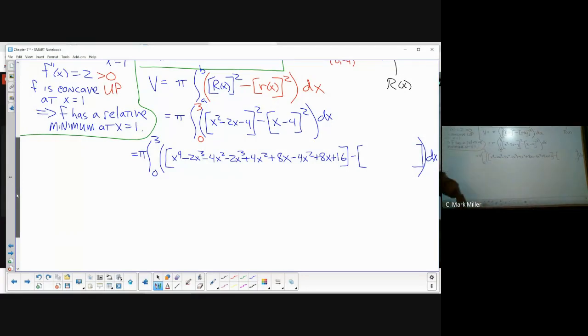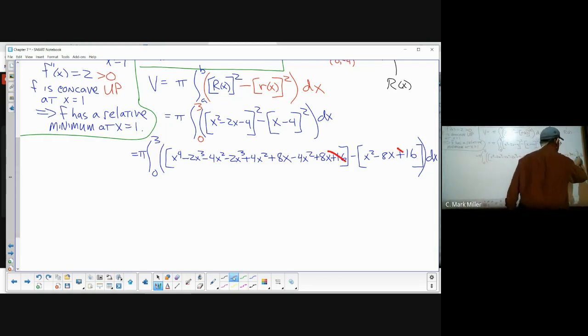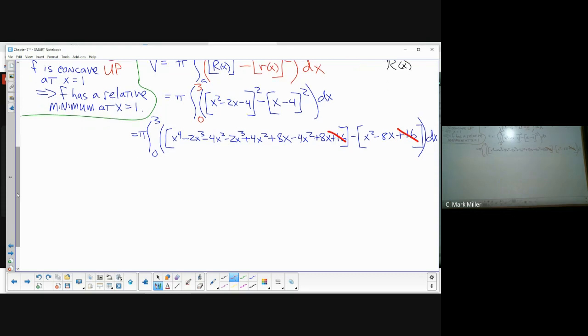Then I got to square the second thing. The second thing is x squared minus 8x plus 16. Oh, the first thing I spot, I got to do it. Plus 16 minus a plus 16. Gone. All right. What I do is I take powers of x in order, decreasing order of powers of x. 0 to 3, square bracket.